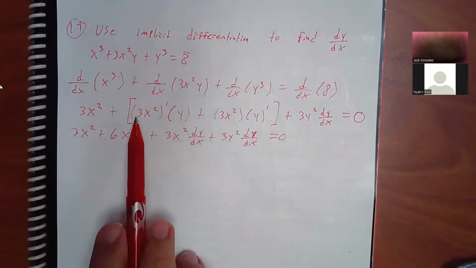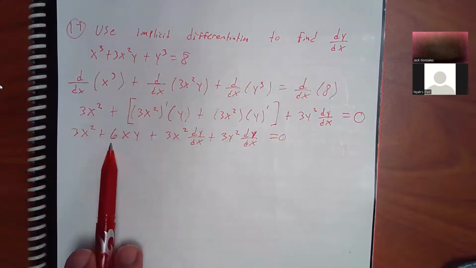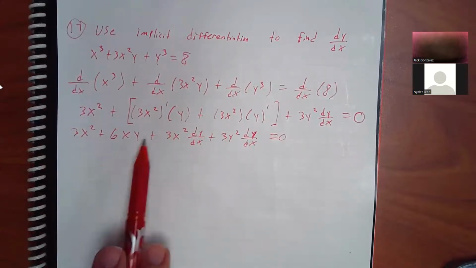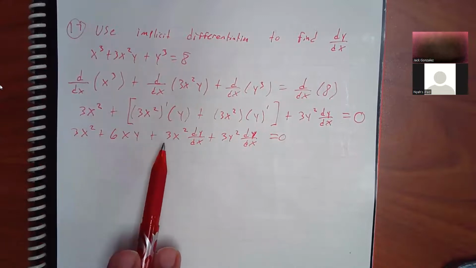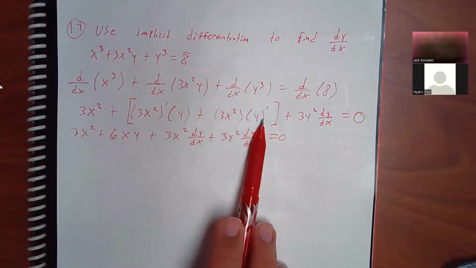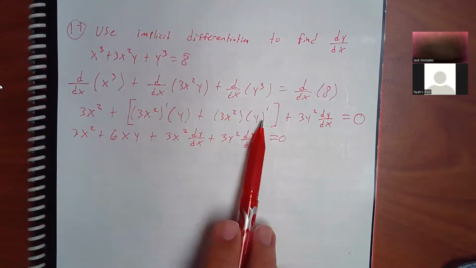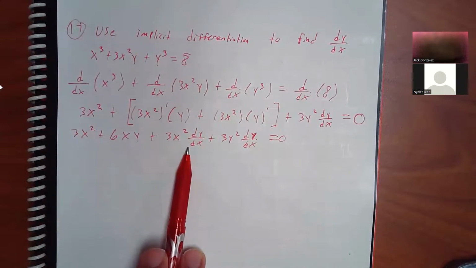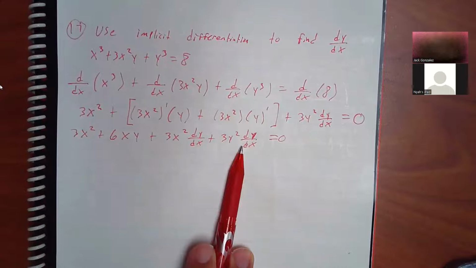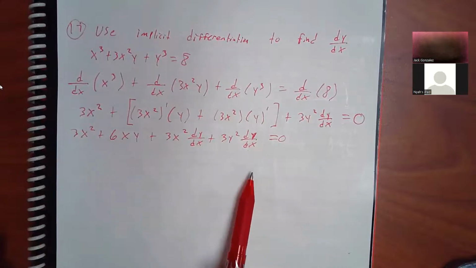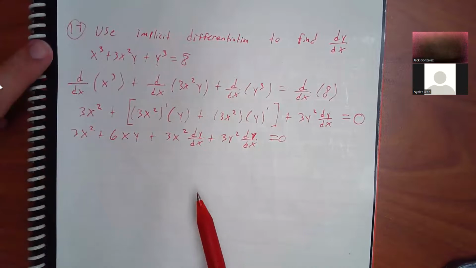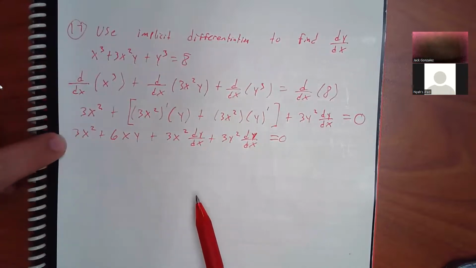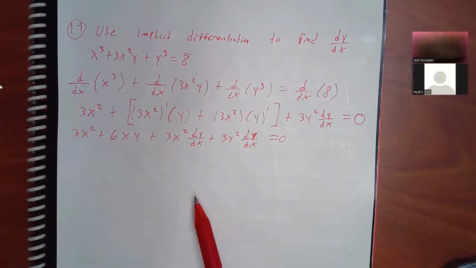Okay, so derivative of 3x squared is 6x times this y. Derivative of y is just 1 times dy dx because it's an implicit part. 3x squared dy dx. That part we already did. So the derivative is now done. Any questions on the derivative? So that is the derivative step.